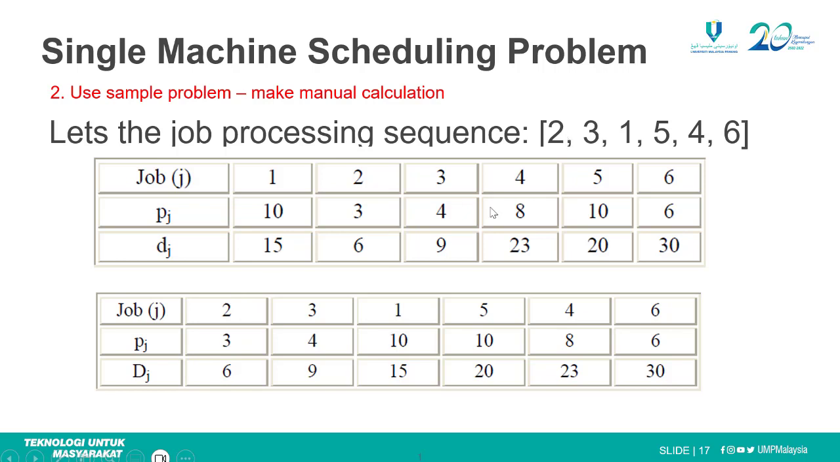Then it's followed by job 3. So the data of job 3 will also be located at the second position. Job 1 is located at the third position, and so on. So in this step we basically sort the data according to the job processing sequence.